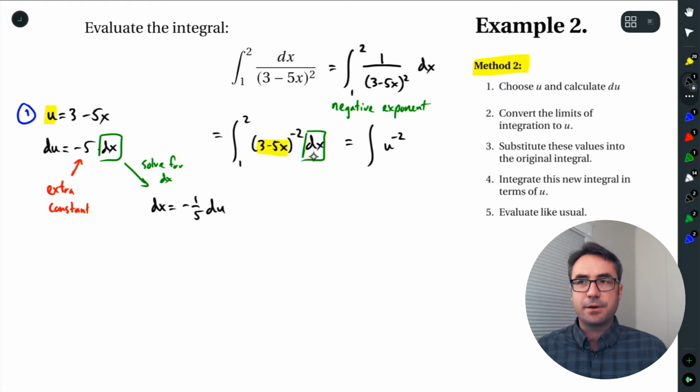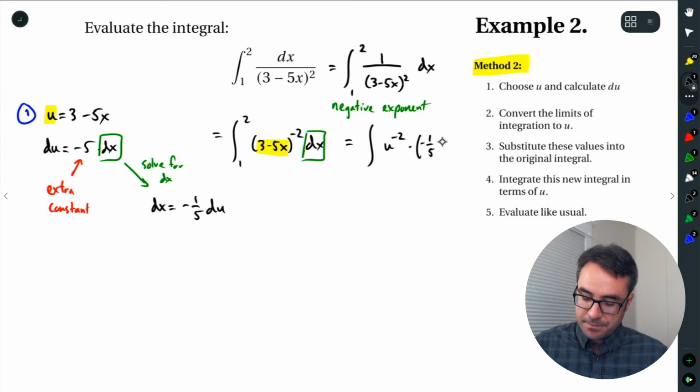And we see that right here. We can fill in now. We know what dx is. We know dx is negative 1 over 5 times du. So let's fill that in.